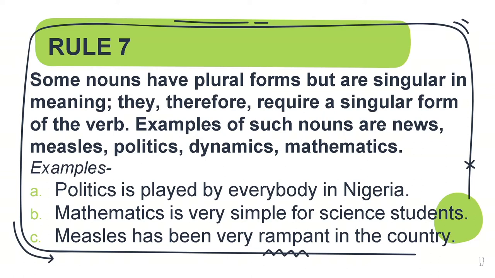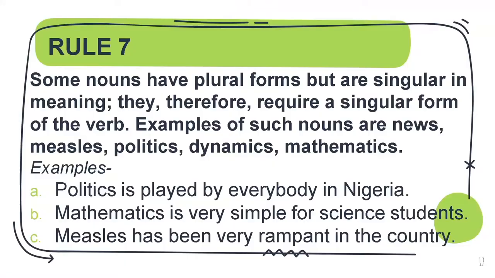Some nouns have plural forms, but actually they are singular in meaning. And because they are singular in meaning, they require the singular form of the verb. Examples of such nouns are news, measles, politics, dynamics, mathematics, and scissors. All of these nouns have a plural form, because they already have S added to them. News. There's nothing like N-E-W, new, no. That would be a different word entirely.